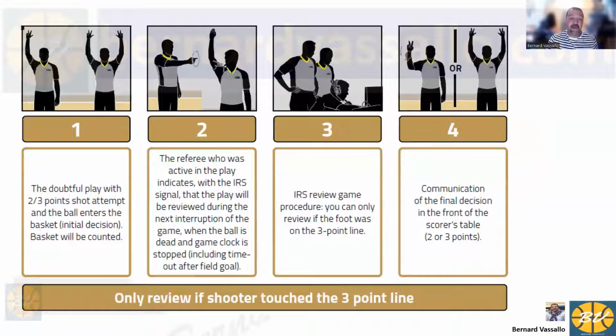Here we've got some examples, starting off with a play, action number 1, where the shot is taken near the 3-point line. The referees are uncertain as to whether the shot is a 2-point shot or a 3-point shot. In step 2, as you could see, the referee is making the conventional IRS signal. They go to review the play and then will decide whether the basket is a 2-point shot or valid for 3 points. As you could see, this is an example of the usage of the IRS review in this particular situation.